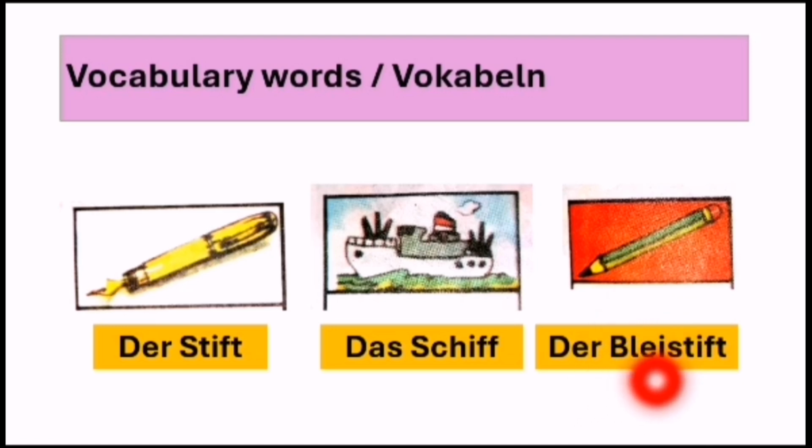But in German, these are very important. Der, das, and der. So these are the words which we have a lesson about in the last lesson of our first book. You can watch what these words are. Der, das, der. So you can check there.